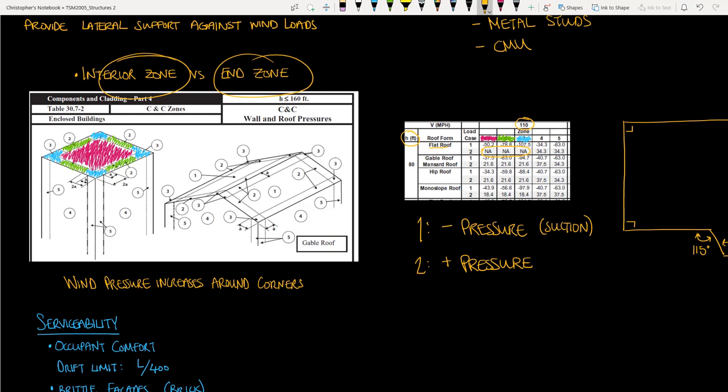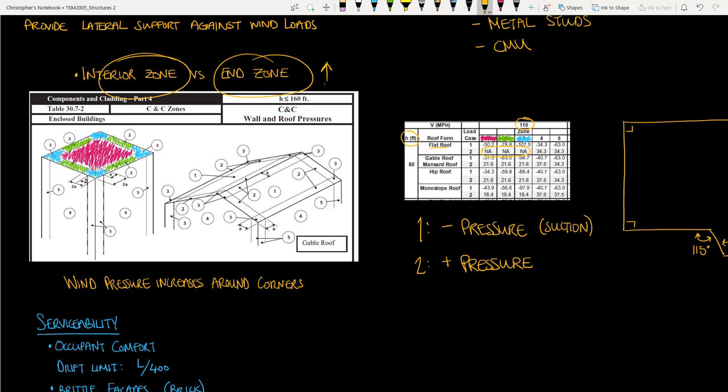Similarly, the roof interior zone has an uplift pressure of 50.2 pounds per square foot, whereas the end zones 2 and 3 have loads of 78.8 pounds per square foot and 107.5 pounds per square foot. So in summary, end zones will have much higher wind pressure than interior zones.